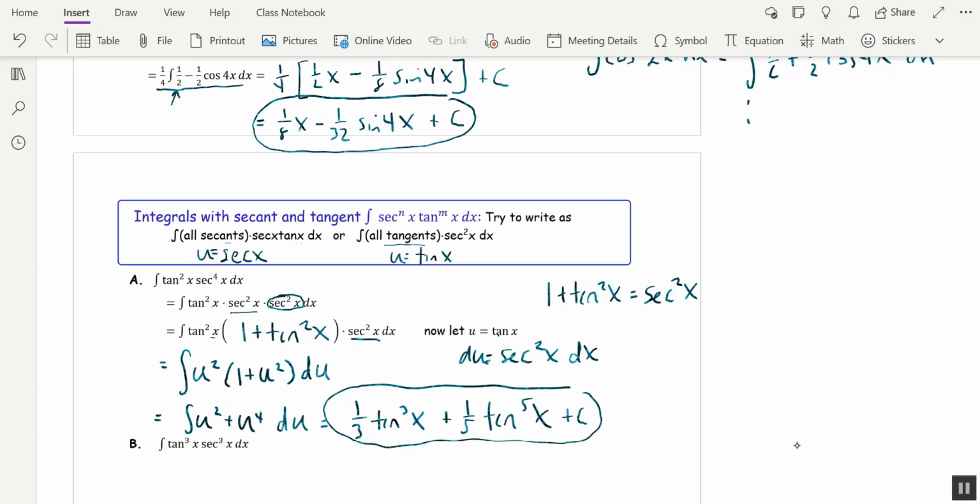Now, what if I had tried the other method? What if I had said, well, I want to pull out a secant tangent? So I would have written this as the integral of tangent x, secant cubed x, secant x, tangent x dx. Would that work? No, because in order to do this, my u would have to be secant. There's no way I can turn an odd power of tangent into secants using the Pythagorean identity. This would have to be tangent squared or tangent to the 4th. So in this case, there was only one method that worked, the method we did.